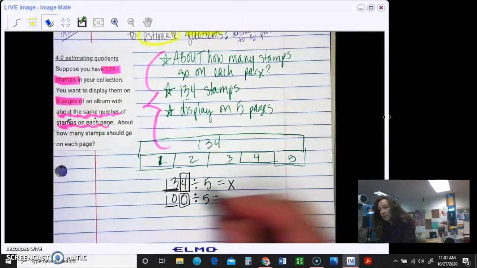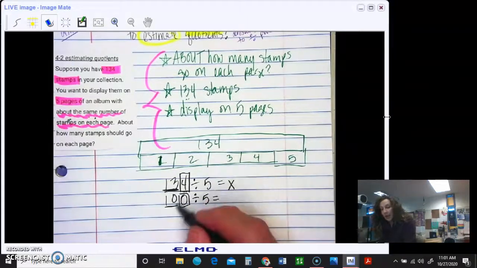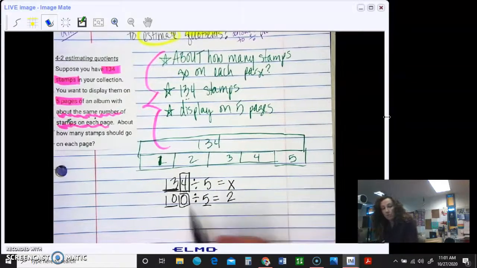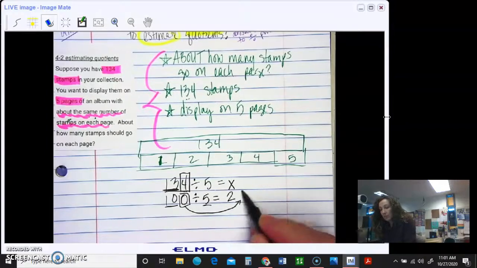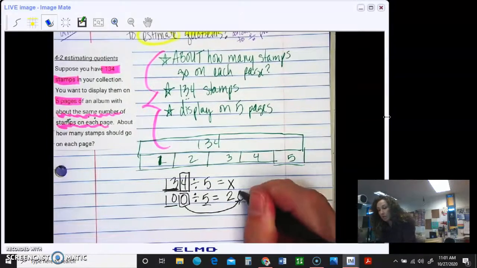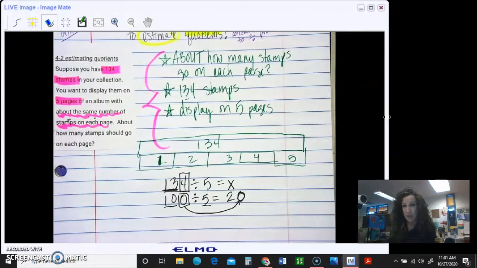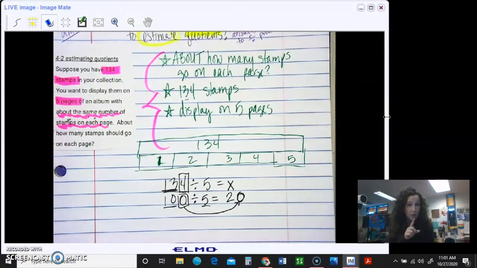I'm going to hold on to that 0 in my head, and I say 10 divided by 5 is 2. And then I pop that number on over there. That's 0. So 134 divided by 5 is about 20. But that's not the only correct answer.